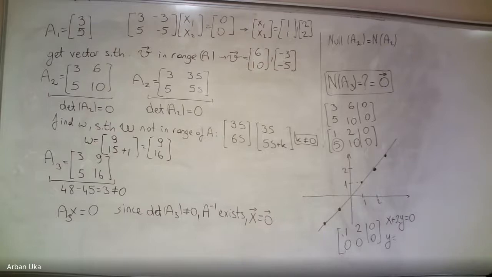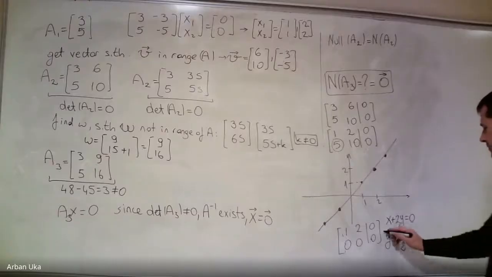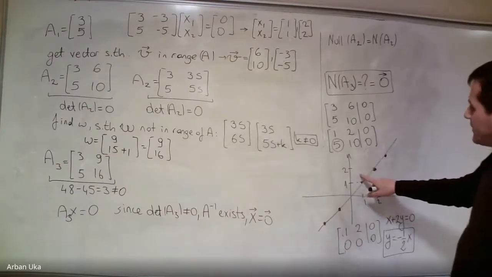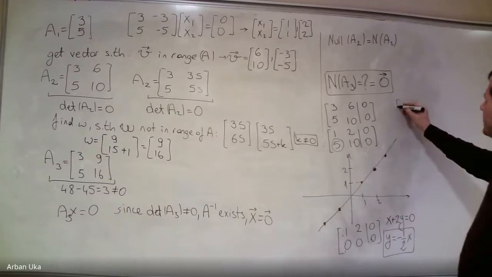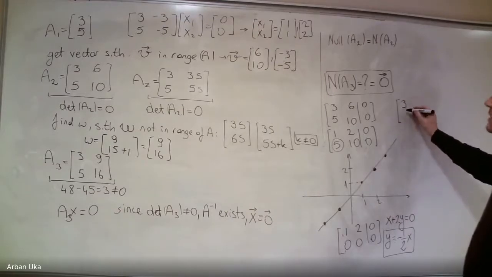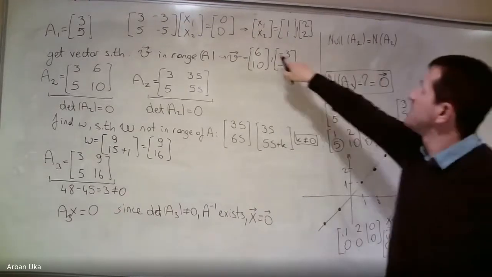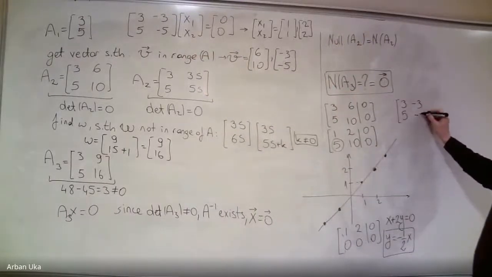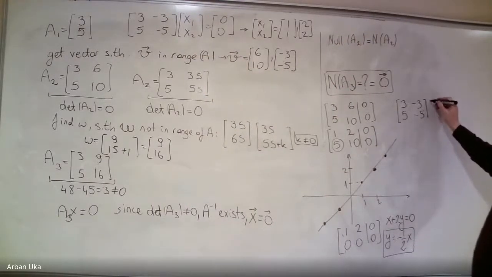What is y? Minus 1 over 2, minus x over 2. Yes. Now, we drew this line. How would we get this line? We would get this if we had here 3, 5, because we got this number from this other matrix, minus 3, minus 5, right? Minus 3, minus 5, and this would be 0, 0.